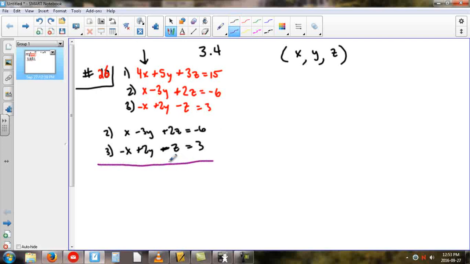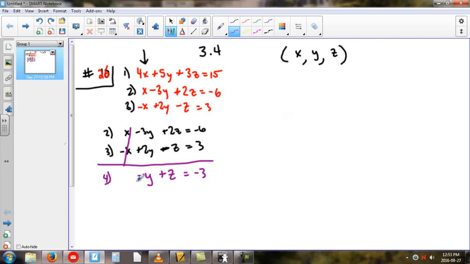If I add the 2 equations right now, the x's are going to cancel. I'll get negative y plus z equals negative 3. And I'm going to call this equation number 4 because it's a combination of 2 of the other equations.